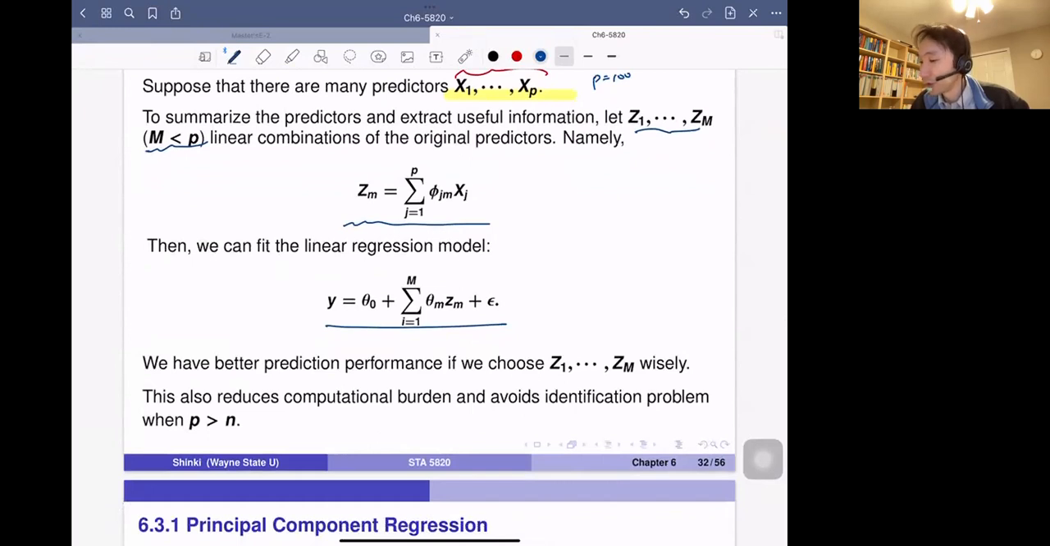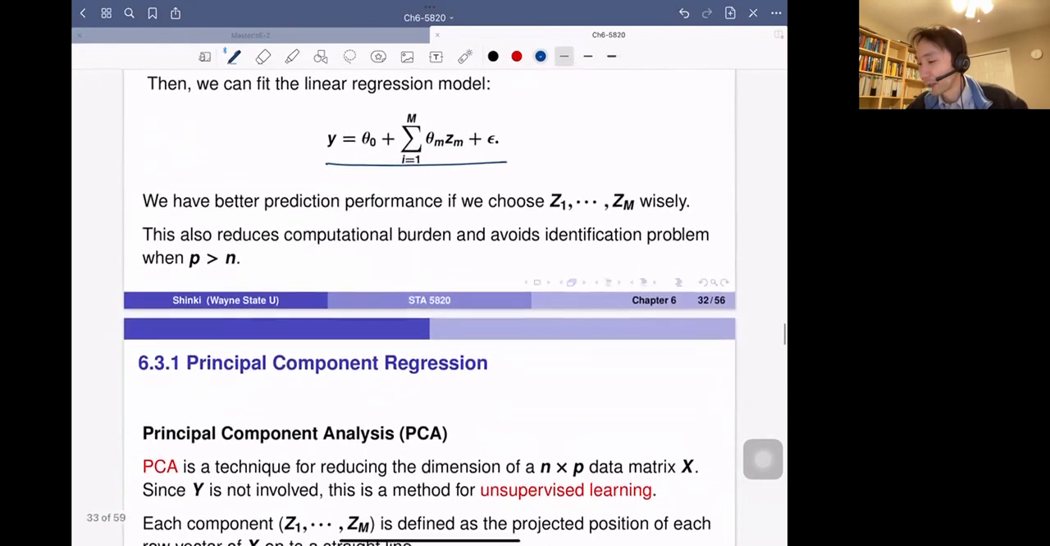Of course, it reduces the computational burden. If we fit Y on X1 to Xp, that is a regression with 50 parameters, maybe 51 including the intercept. We have to calculate the inverse of a 51 by 51 matrix if we do linear regression. That is complicated, but if we summarize the variables into 3 variables, we only have to fit a 4-dimensional one. So we only have to calculate the inverse of a 4x4 matrix.